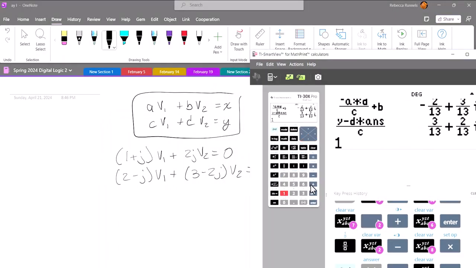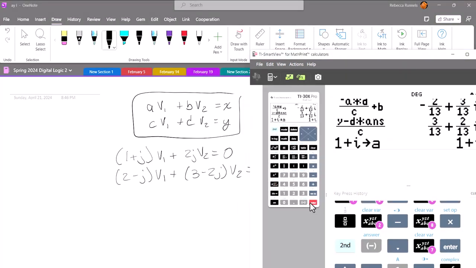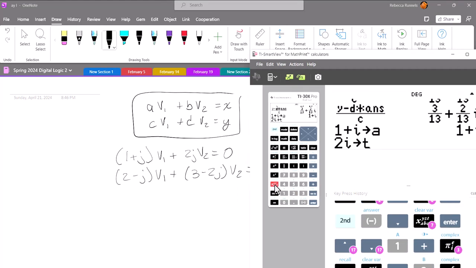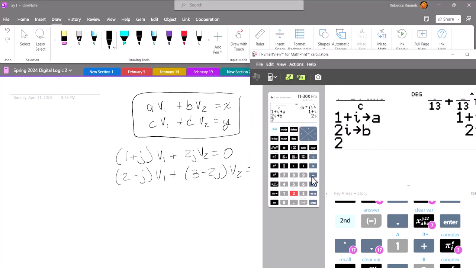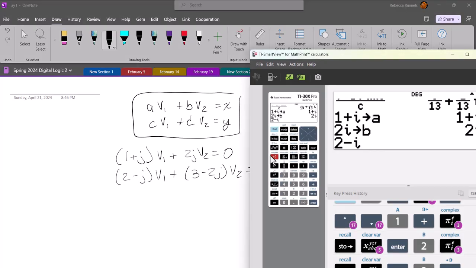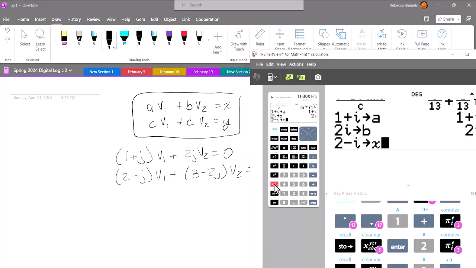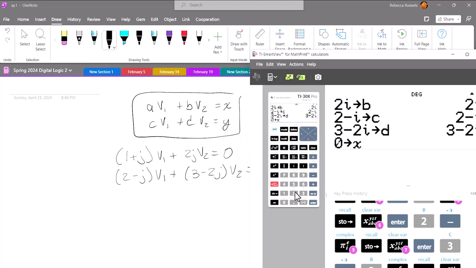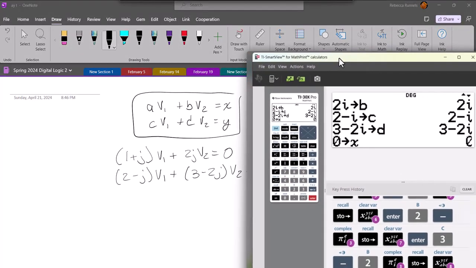So then I would just type in, for this one, A is 1 plus J, so 1 plus J, I store A. 2, I store B. 2 minus J, store C. 3 minus 2J, store D. 0, store X. 5, store Y.